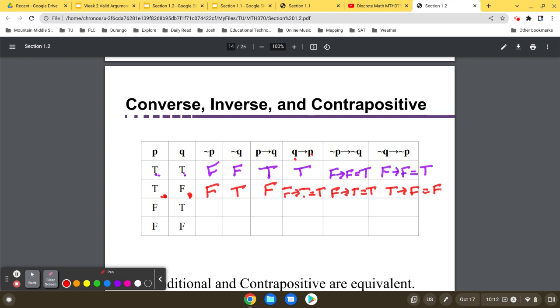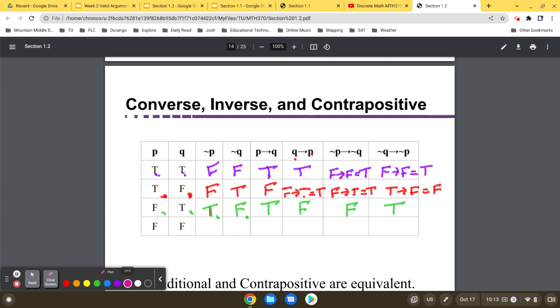So on the next one, not P would be, oops, let me change colors. Not P would be true, and that would be false. P implies Q, that would be true. Q implies P, that would be false. Not P implies Q, that would be false. And not Q implies P, that would be true.